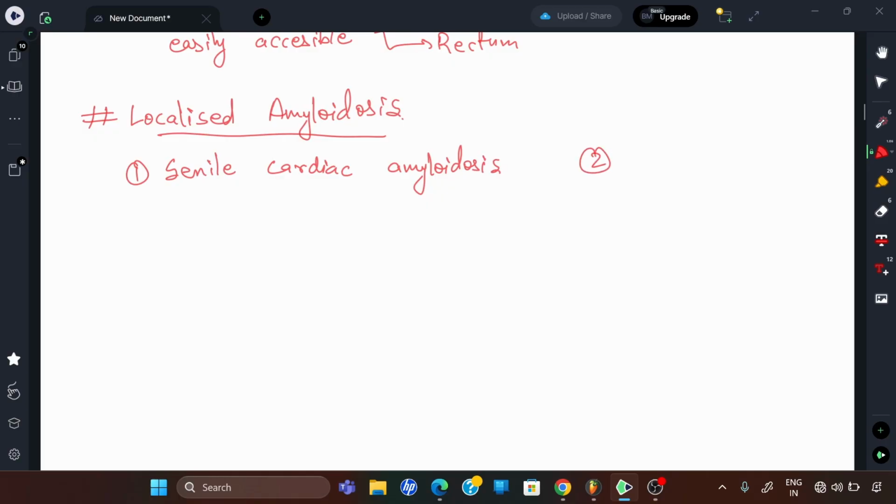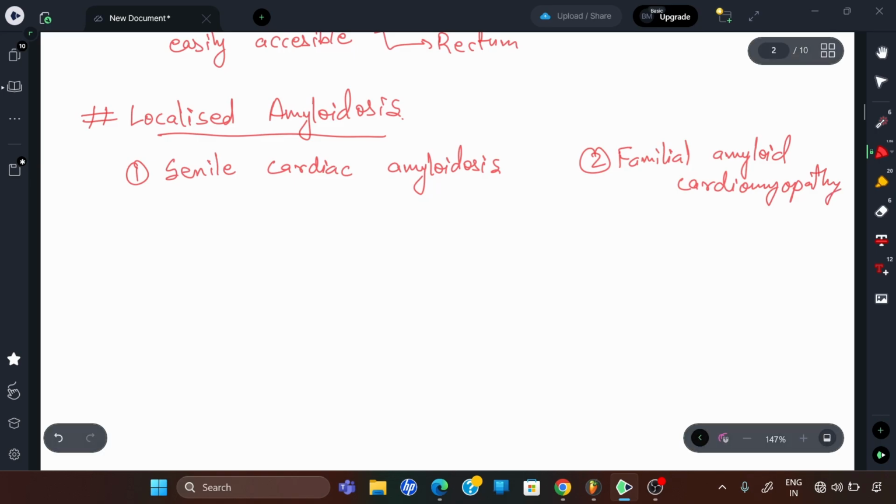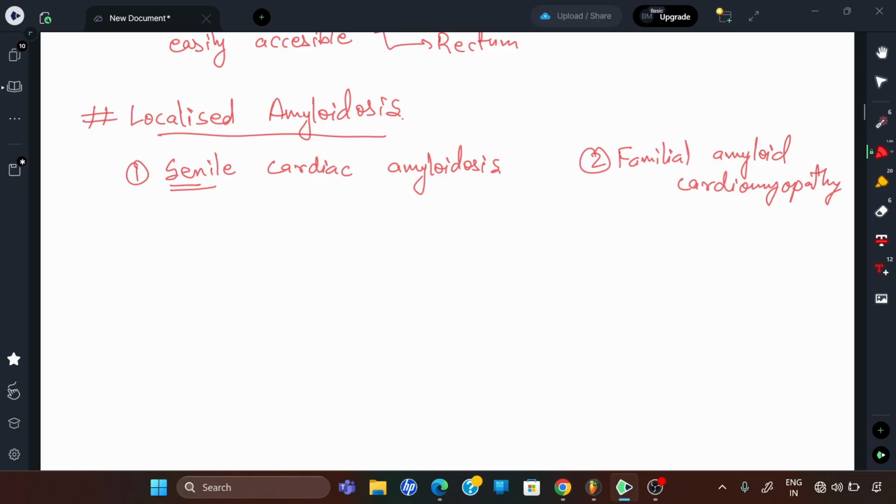And the second one we will be discussing is the familial amyloid cardiomyopathy. We will be discussing many more cases, but these two are quite related, right? As the term itself is indicative, senile refers to old age. So in individuals more than 80 years of age, you will see that 25% of them have senile cardiac amyloidosis.